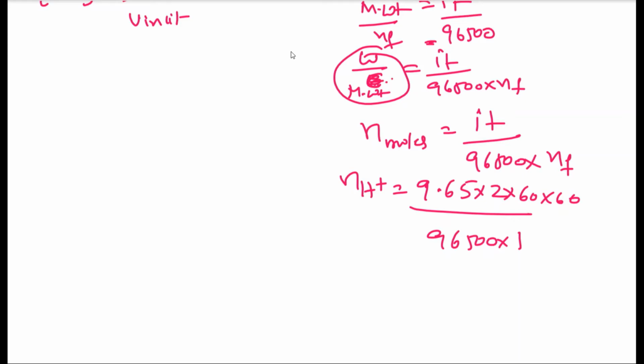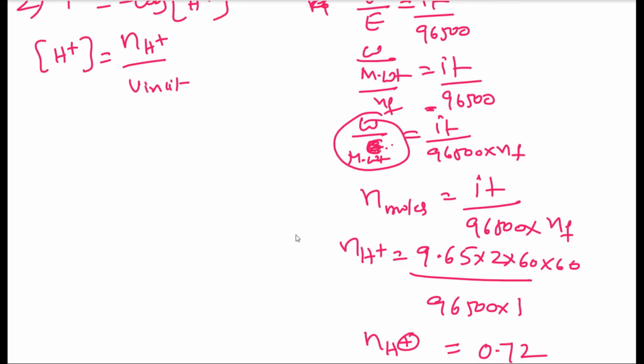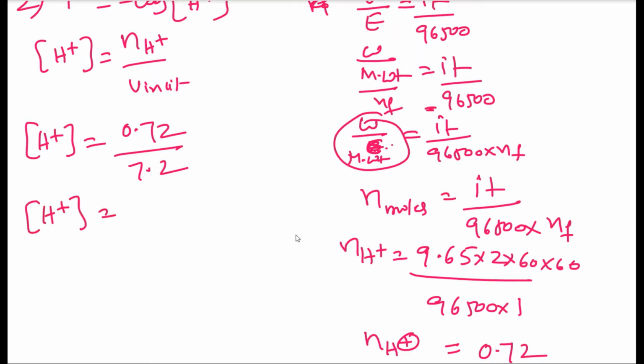H plus ions are liberated at the anode, so the n factor of H plus is 1. By applying this formula, the number of moles of H plus you get is 0.72. Then substitute the same number of moles of H plus here. Concentration of H plus is equal to number of moles of H plus, 0.72, by volume, which is 7.2 liters. Then the concentration of H plus you get is 0.1, nothing but 10 to the power minus 1.